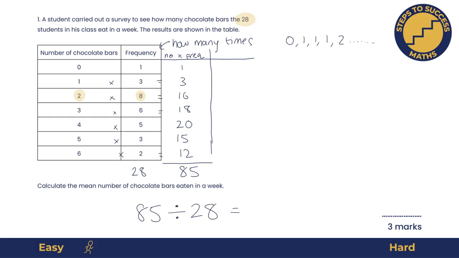85 divided by 28 is 3.0357. Don't round it too much. Mean doesn't have to be a whole number. So I'm going to round it to 2 decimal places. That's going to be 3.04.